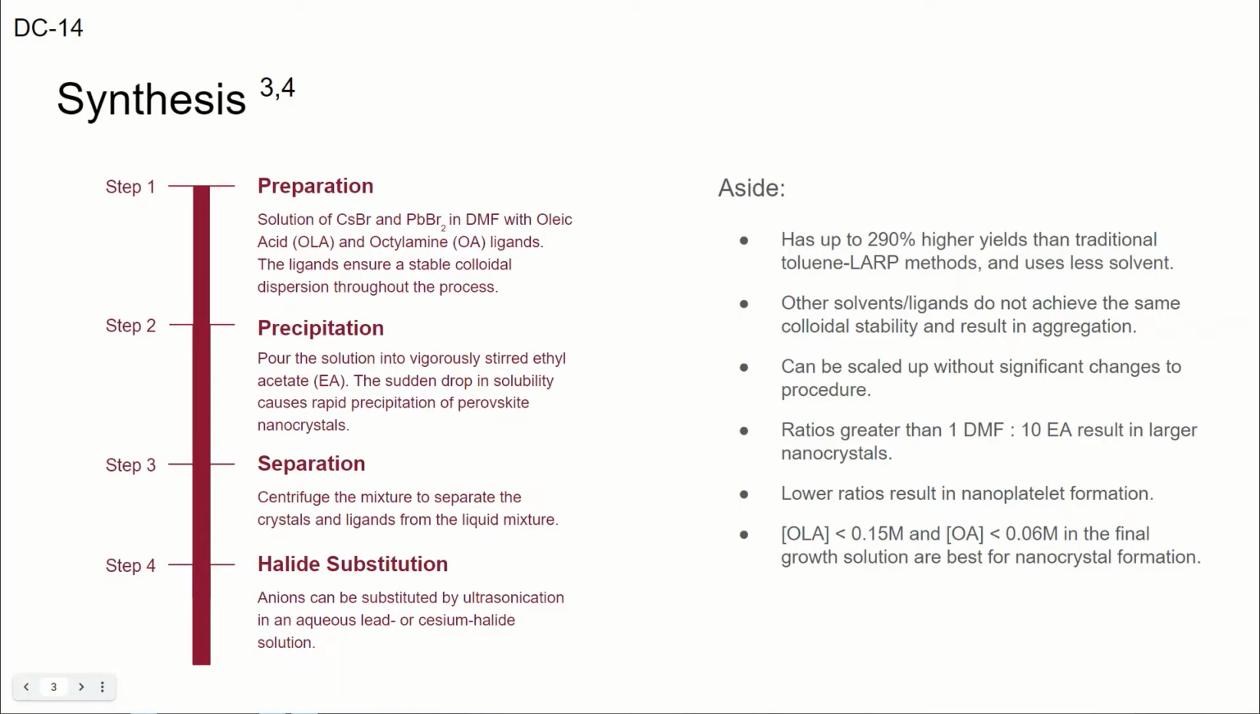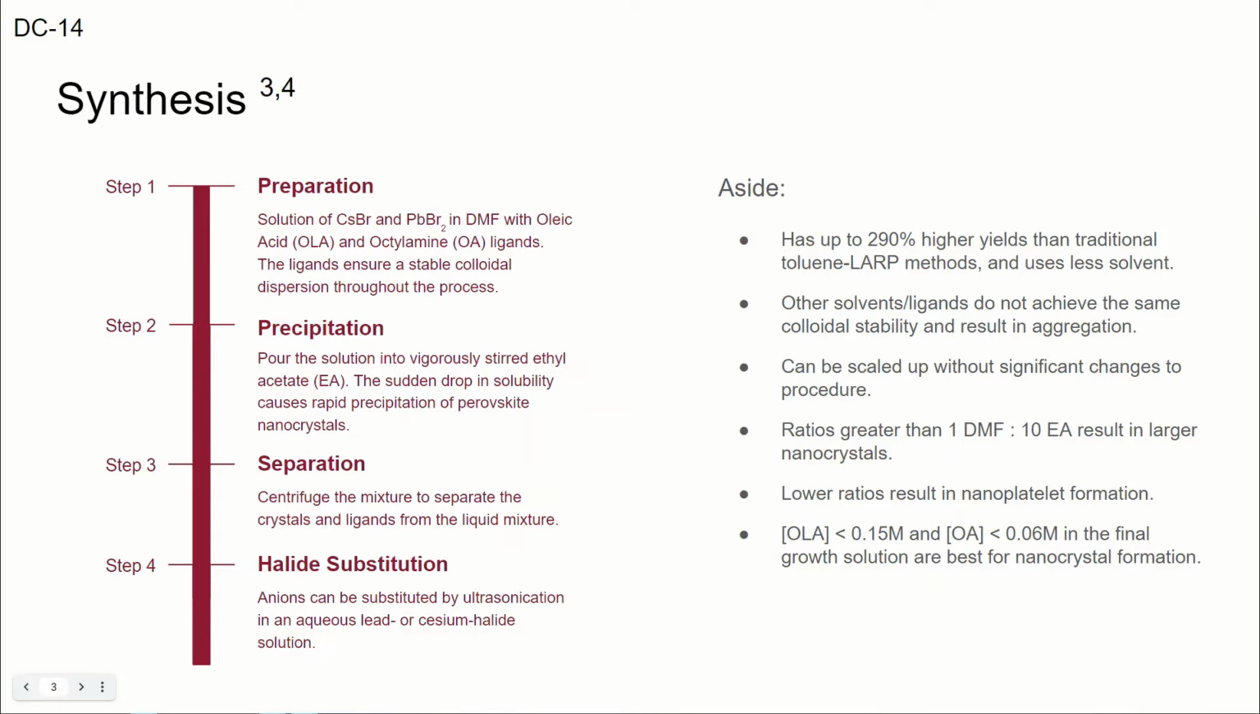Methods to synthesize crystals of perovskites are still being developed and improved. I am going to share with you a method that was used in a study in 2020 to make cesium lead bromide. They used a process called LARP, which stands for Ligand-Assisted Reprecipitation. This process occurs in 3 steps: preparation, precipitation, and separation.